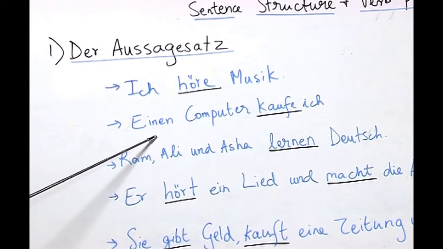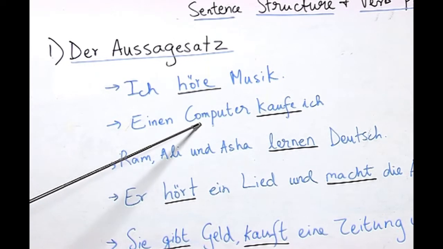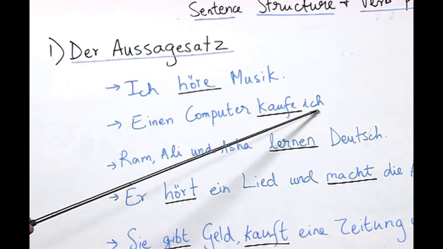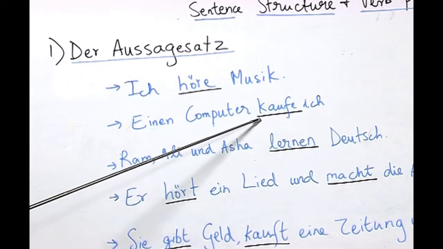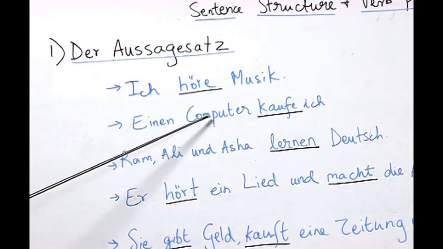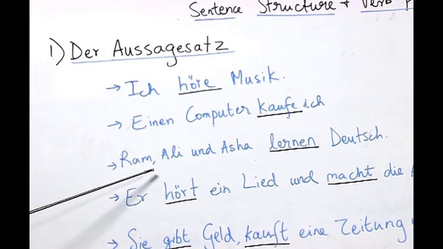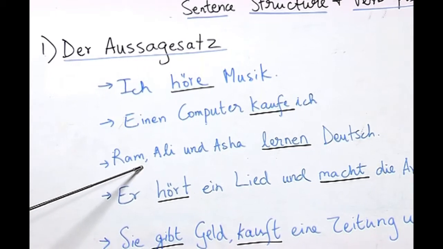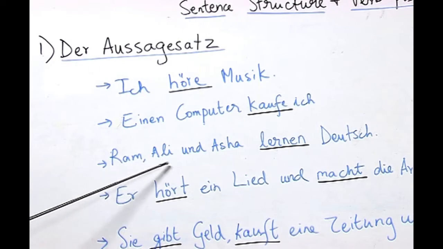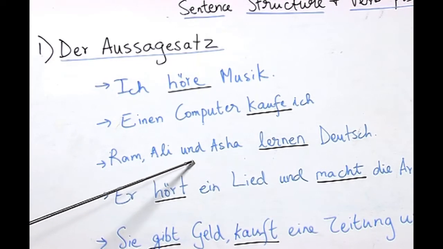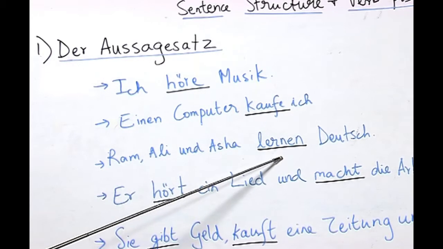Now, let us look at this sentence. Here we have an indefinite article, einen, we have the noun, we have a verb, and we have the pronoun, which is the subject. Now, can you tell me the position of the verb here? Here it is second, here you might think it is third. Now, let us look at the position of the verb in this sentence. Here it is after 4 words, out of which Ram, Ali and Asha are the nouns and und is the connector. So, here after 4 words we have the verb.